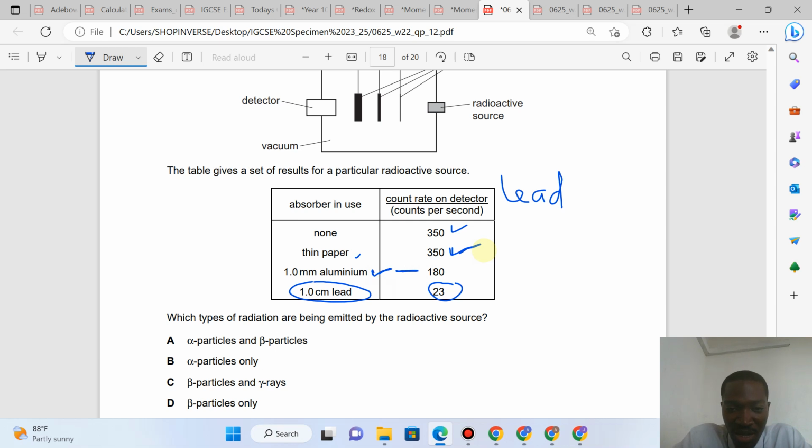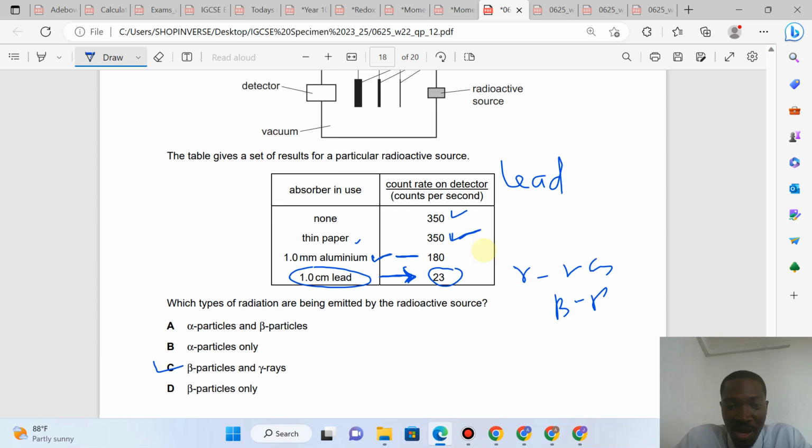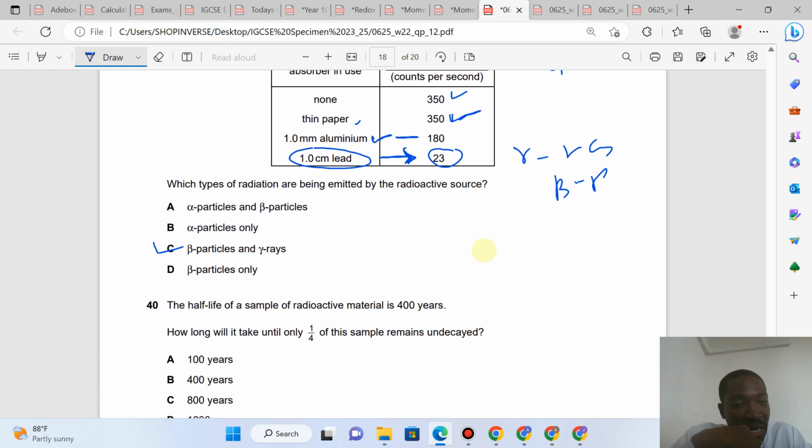When you use lead, the count rate is least. That shows that there is gamma rays and there is also beta particles. That means option C, beta particles and gamma rays. That means option C the correct answer.